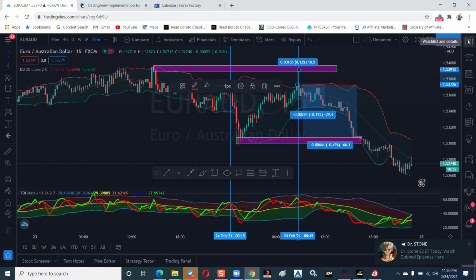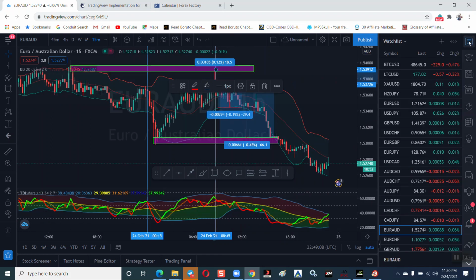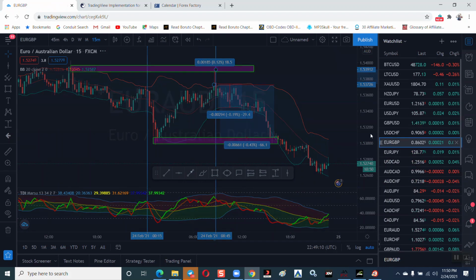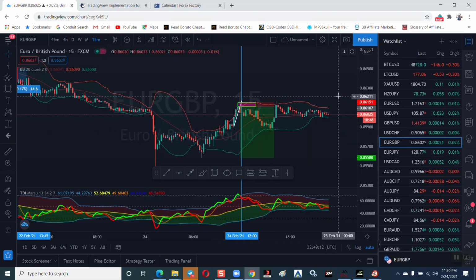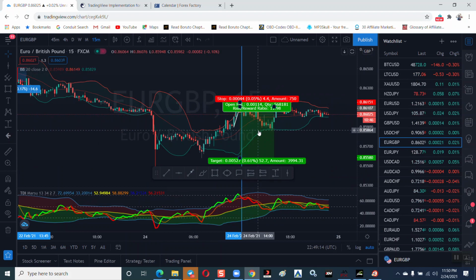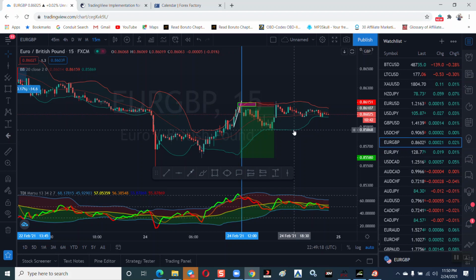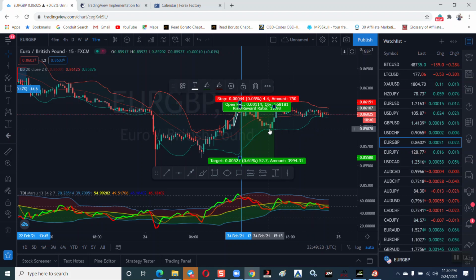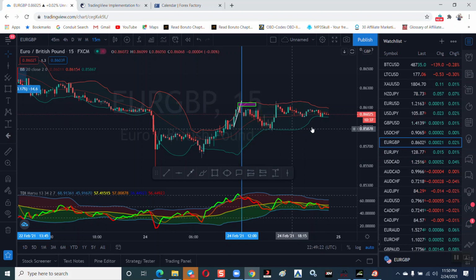So let's go over to Euro GBP and look for trade setups today. Good. All right, so I set this trade up in the morning before I left, and this evening it played out accurately. Now look at this. Let me take this one out for us to see very well.